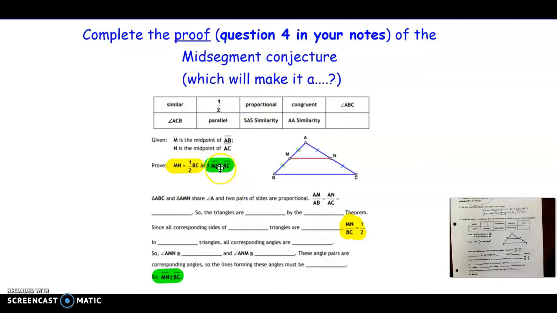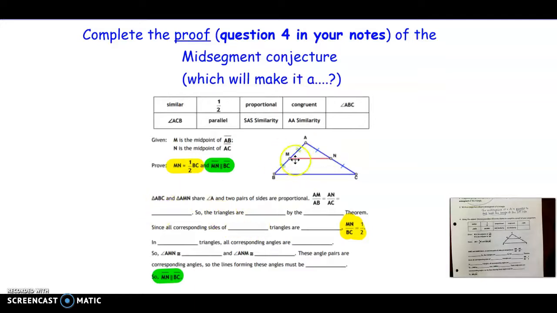So I've highlighted those in different colors just to point out that those are the two things we have to prove. Our given, of course, is that points M and N are both midpoints. That, by definition, makes segment MN a midsegment. So we're going to fill in the parts. This is number 4 in your notes of this proof.